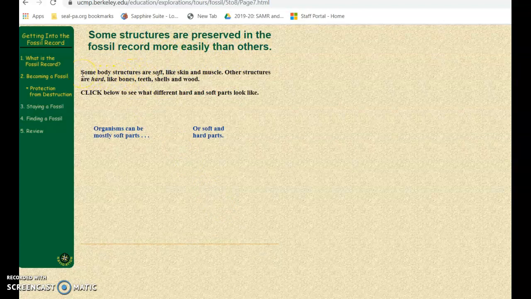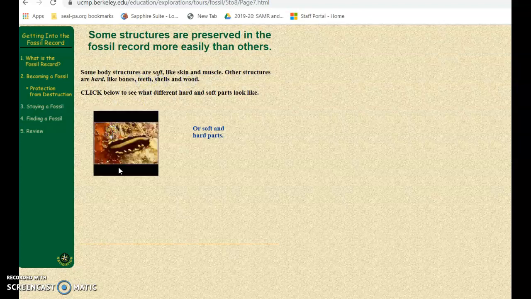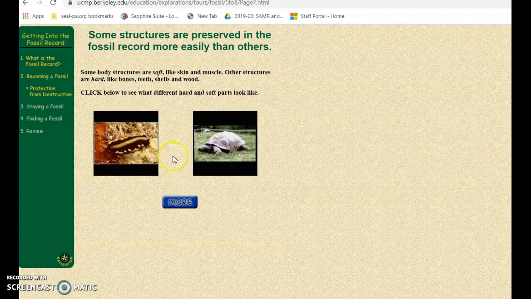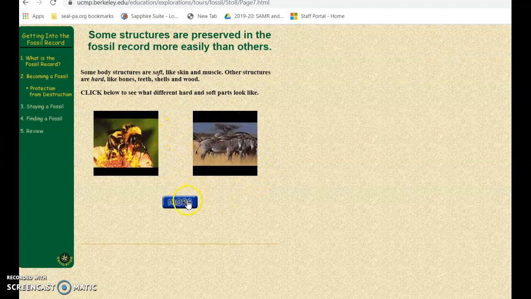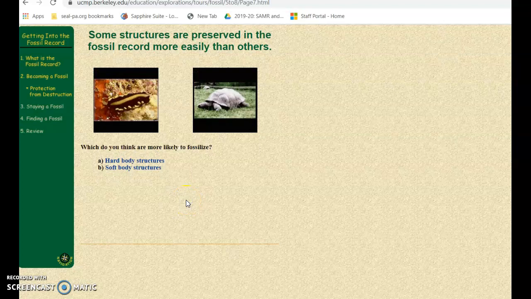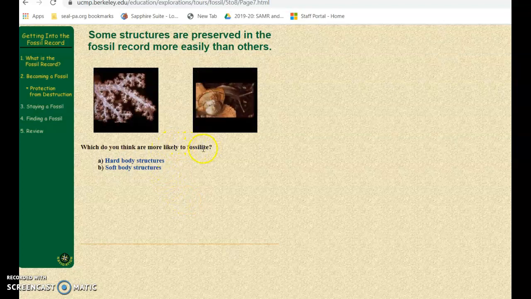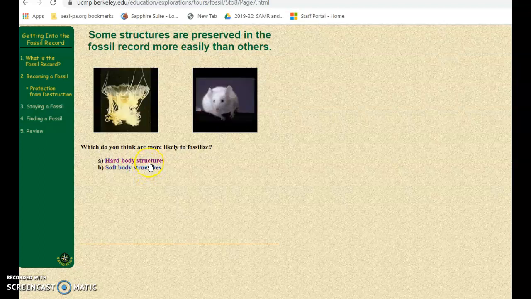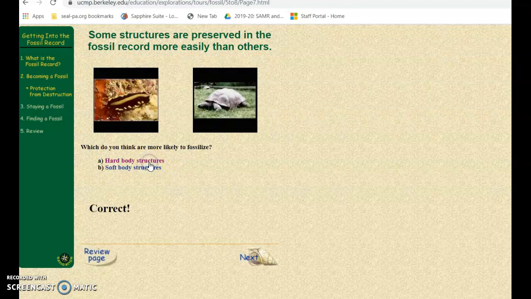So what do you think would cause one type of organism to become a fossil better than another type? First type is organisms with soft parts like skin and muscle and cartilage. Other organisms have hard parts like bones, teeth, shells, and wood. If an organism has soft parts, these decay quicker. The hard parts will not decay as fast. So those that have hard parts are more likely to become a fossil. Which do you think are more likely to become a fossil, hard parts or soft parts? Well, it's hard parts because they don't decay as fast.